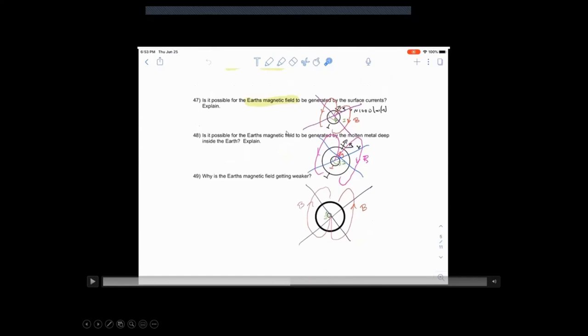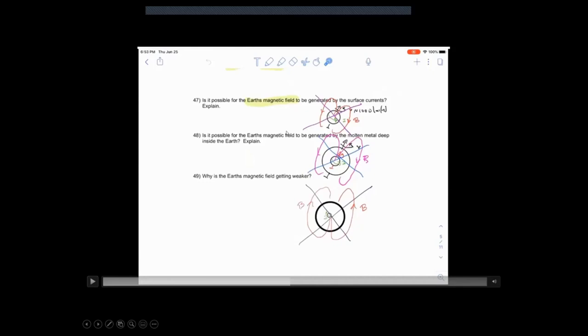All right, so is it possible for the Earth's magnetic field to be generated by the surface currents? The answer is, of course it is possible, but it doesn't explain it. If the surface currents are responsible for the Earth's magnetic field, the main field will be pointing in the opposite direction. All right, so the surface currents do generate magnetism, obviously, but that's not responsible for the main magnetic field of the Earth.